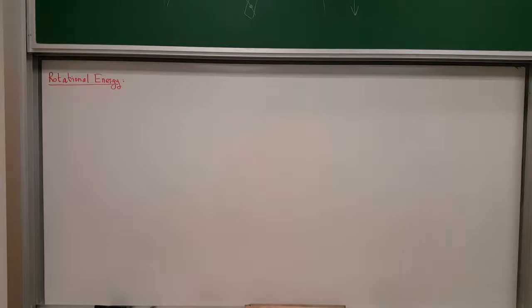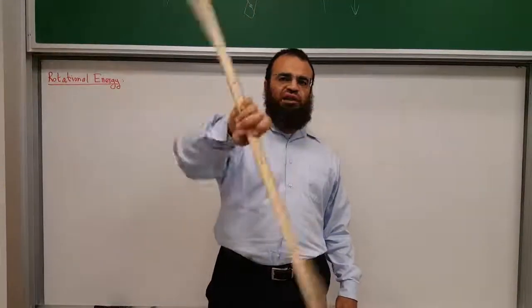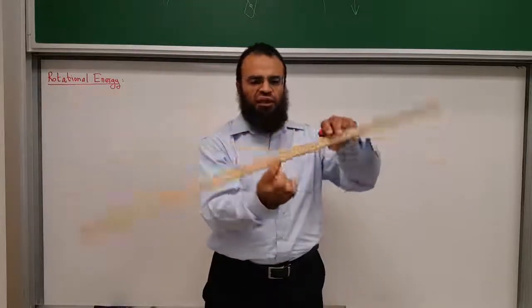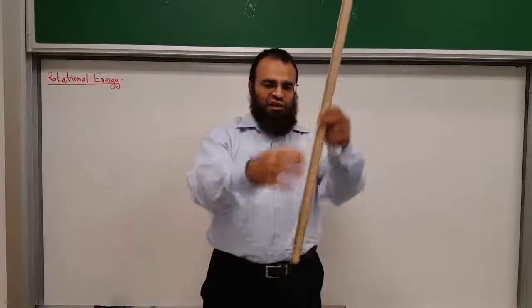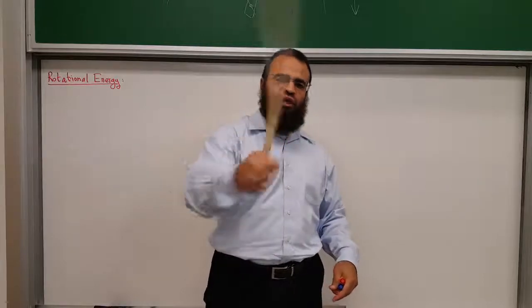Here is a meter stick. If I hold it at the 50 centimeter mark and spin it, it has a certain moment of inertia, right? If I spin it about an axis about here, it's actually easier to spin it about this axis than to spin it about this axis. It's harder. When you hold it from the end, it's harder.